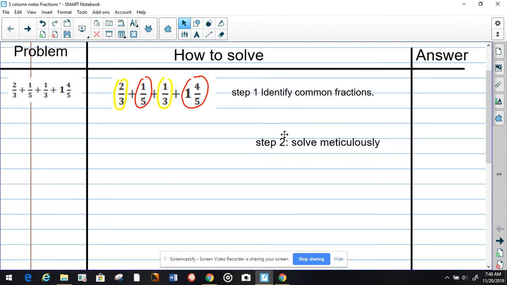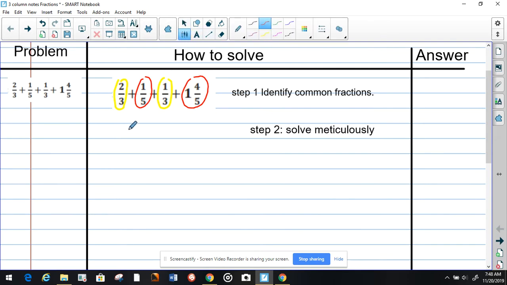Now, step number 2 says solve meticulously. What does that mean? That means you have to be careful and go step by step and tread lightly. So let's solve. Now that we identified 2/3, let me use the appropriate color. Let me erase that right now. I think I'm going to use the yellow one.